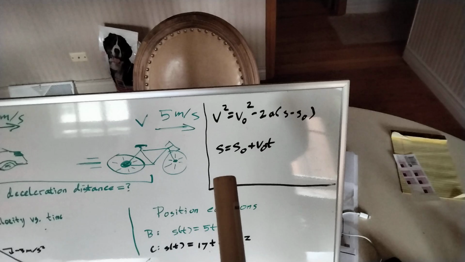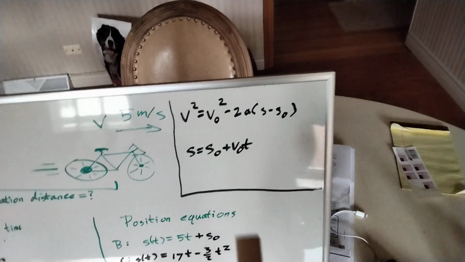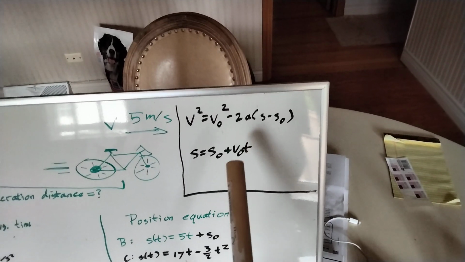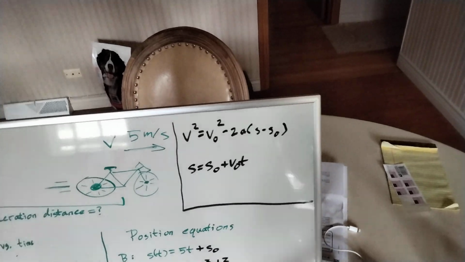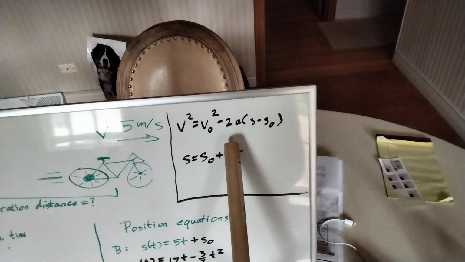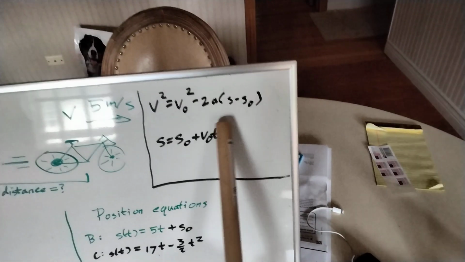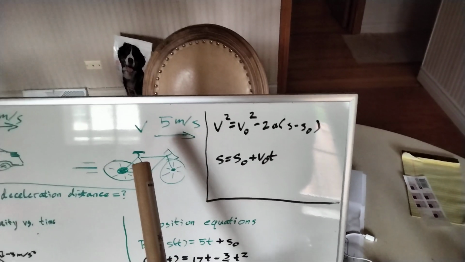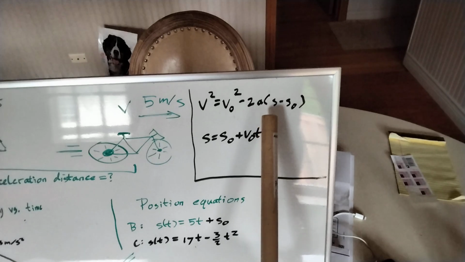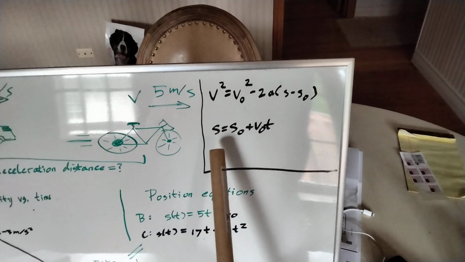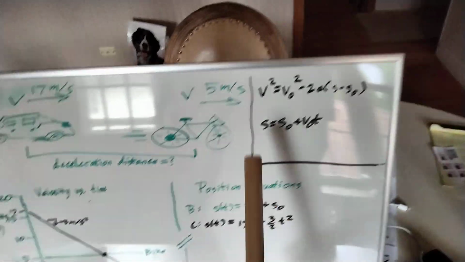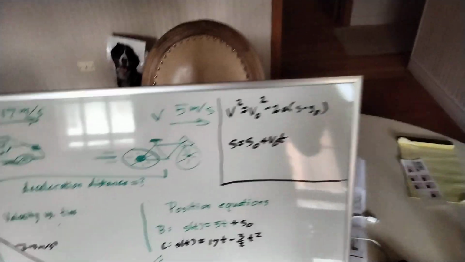So to solve this situation, you need to use the following equation: V squared equals V naught squared minus 2a(s minus s naught). Since we know V naught, a, and s naught, we can find the deceleration distance so that the final velocity will be 5 meters per second. And once we know this final distance, we can work out the initial position of the bike, so that the car never reaches the bike.